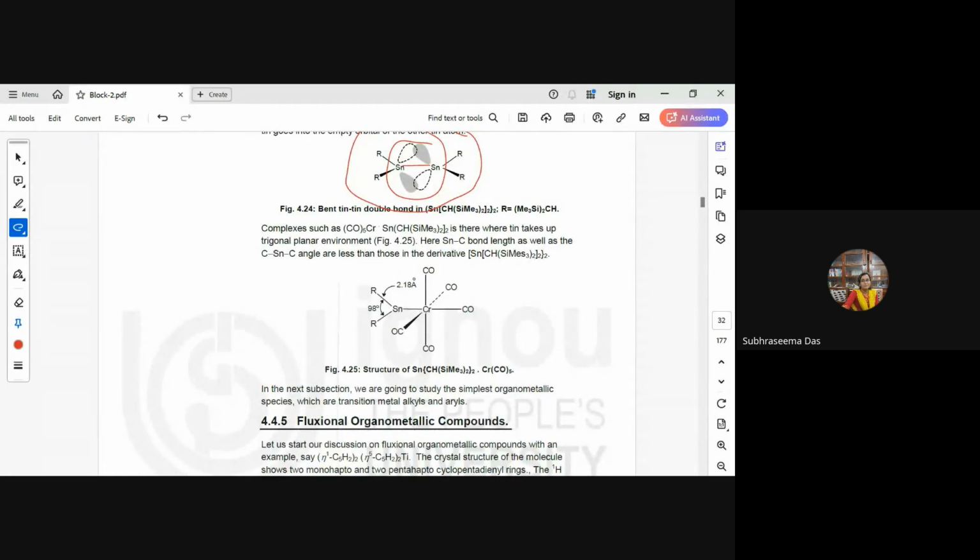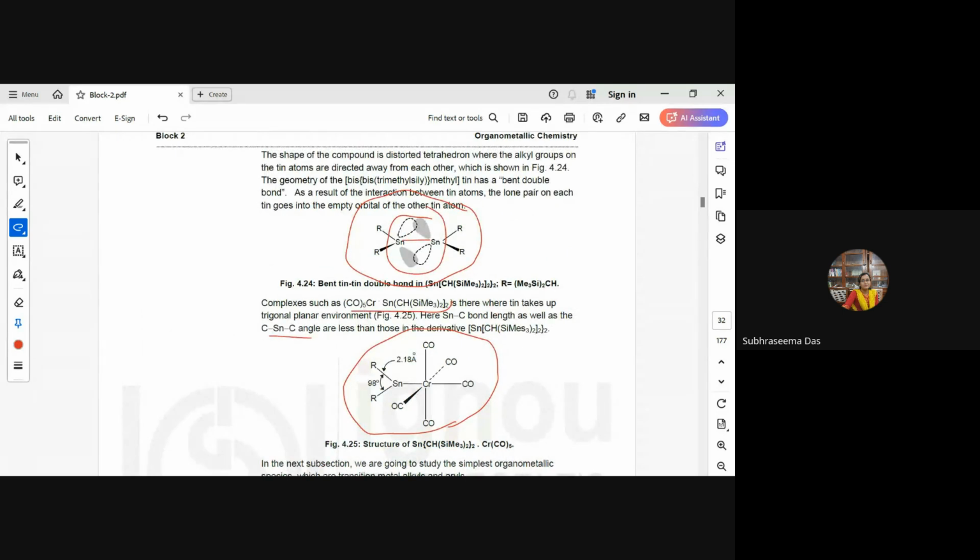So other complexes, such as (CO)Cr.Sn(CH(SiMe3)2)2, have tin in a trigonal planar environment. Now when we look into figure 4.25, particularly in this complex, the tin itself is present in a trigonal planar environment. The Sn-C bond length, as well as the C-Sn-C angle, are less than those obtained in the other derivatives. So these are some of the typical bivalent organometallic compounds of tin. This is figure 4.24. The bent tin double bond is an important and very interesting bivalent organometallic compound of tin.